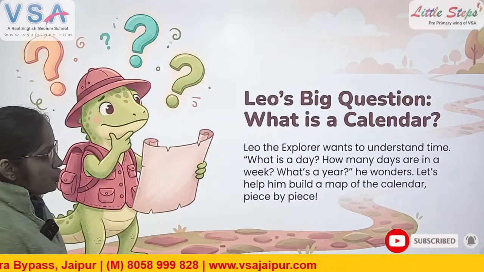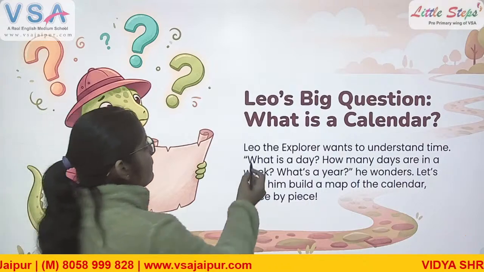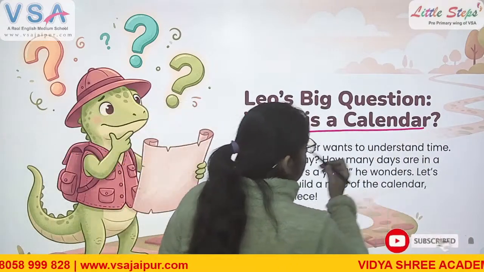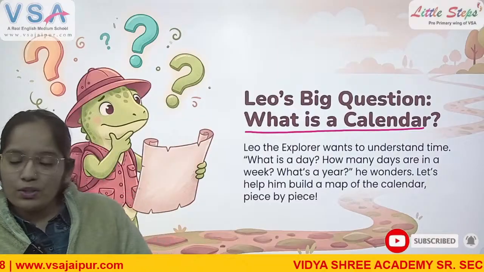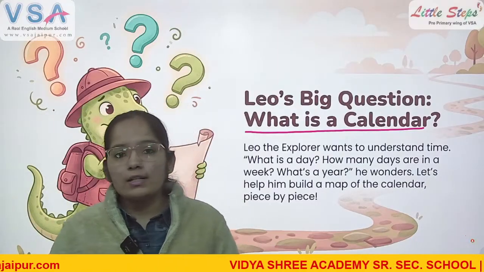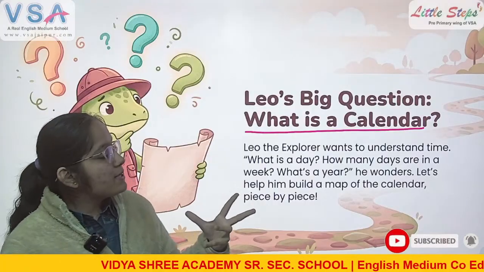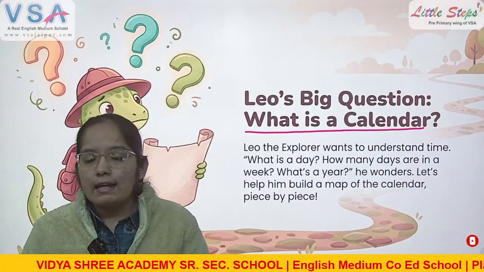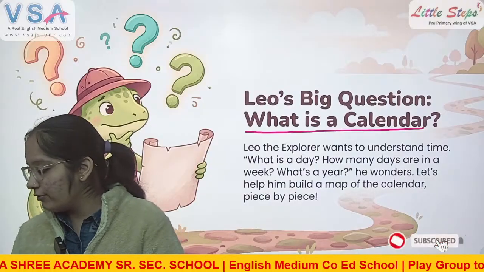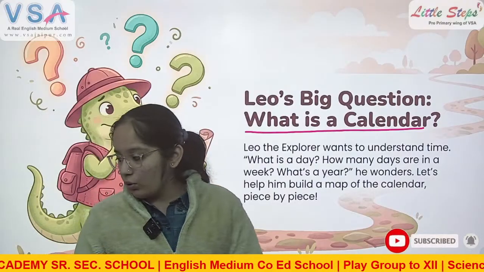Leo's big question, what is a calendar? Leo doesn't know what a calendar is. What is a calendar? You know that a calendar is a document or a piece of paper, or we can say a calendar is a document that keeps track of the date, day, and year of the life we are going through.